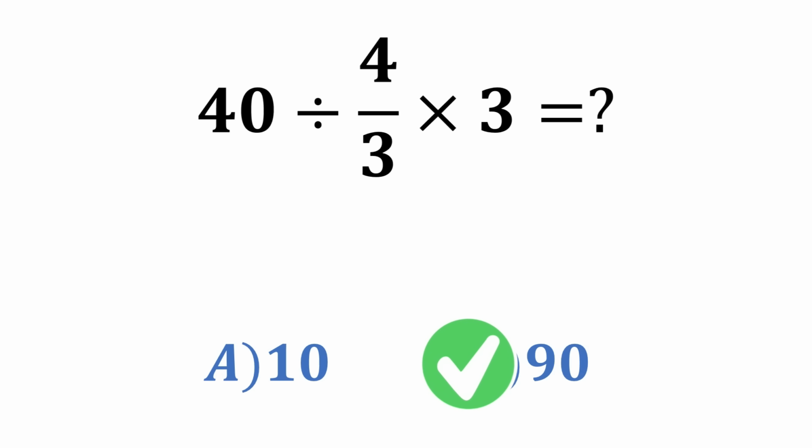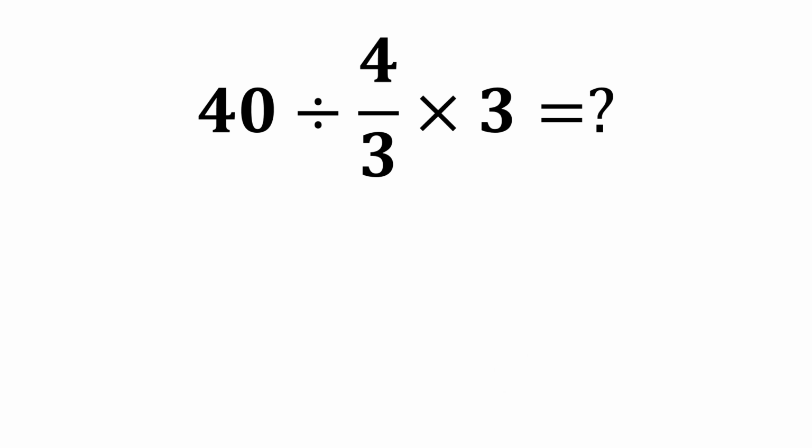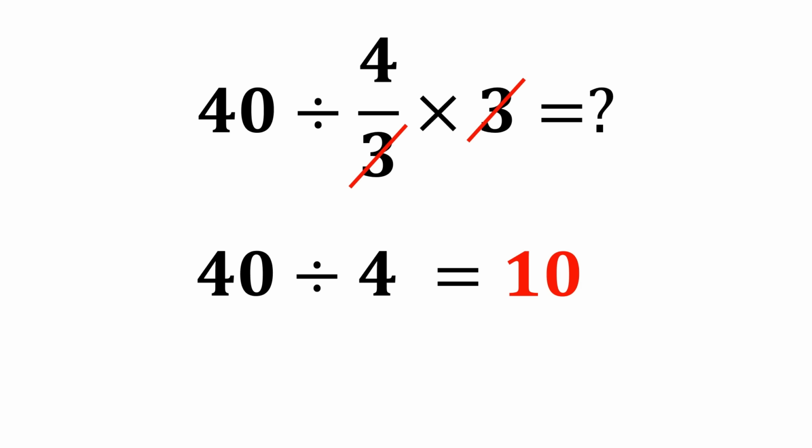Yes, the correct answer is 90. But if you said 10, let me guess what you did. You said the 3 cancels with the 3. Then you're left with 40 and 4. And 40 divided by 4 equals 10. That kind of cancellation feels satisfying, but it's not allowed here.